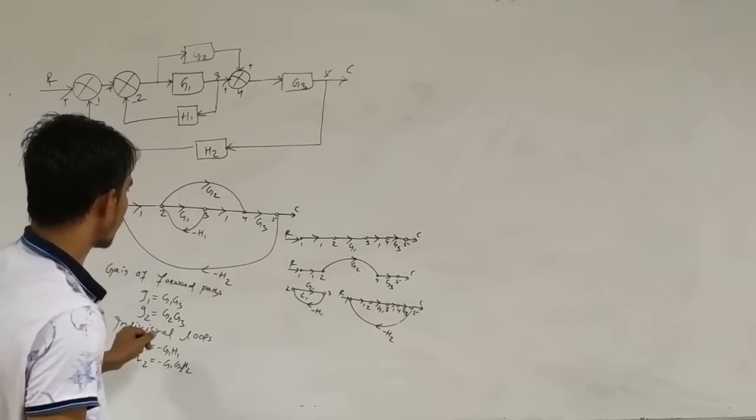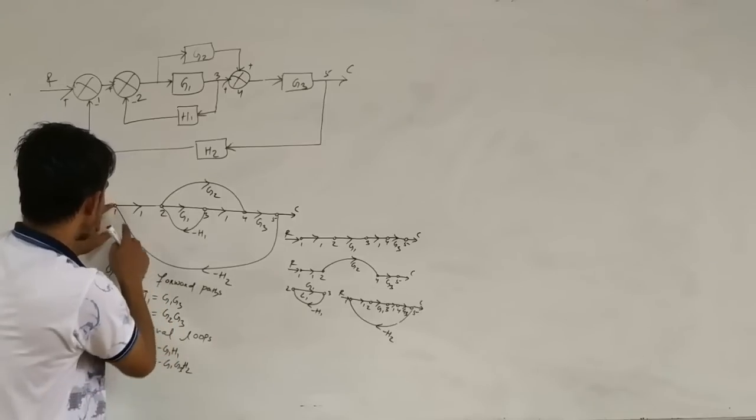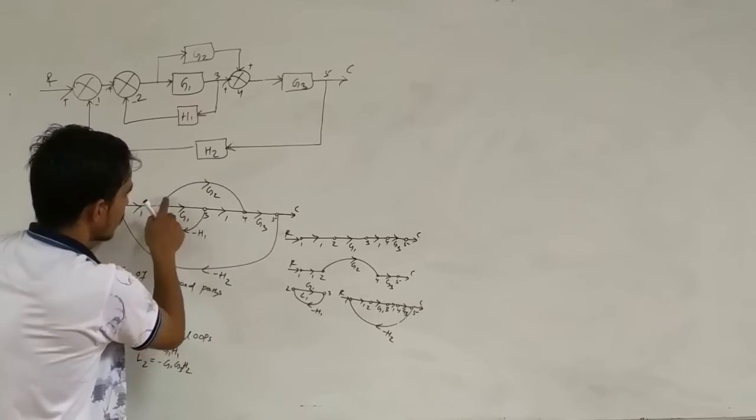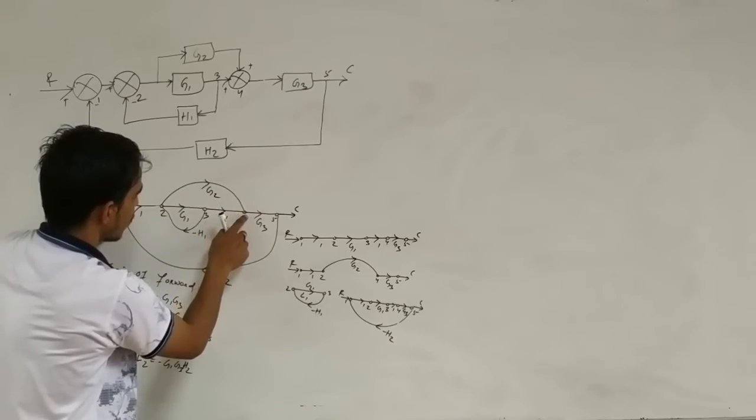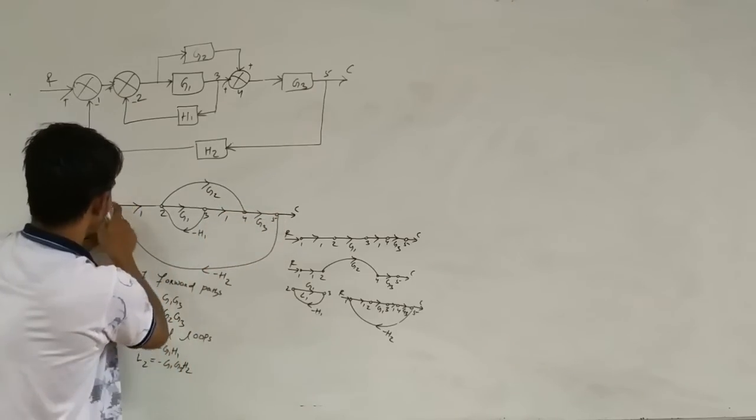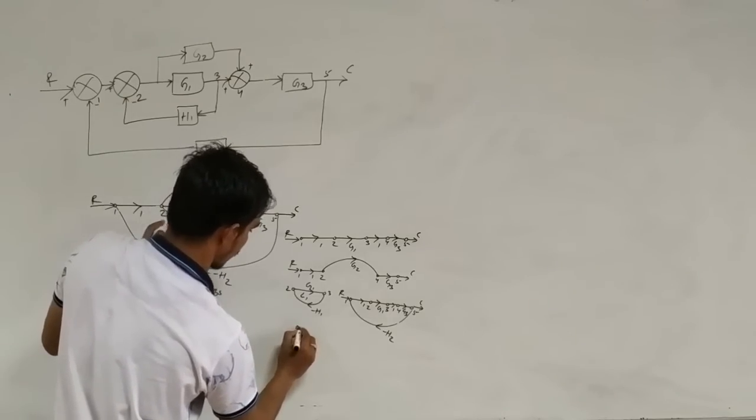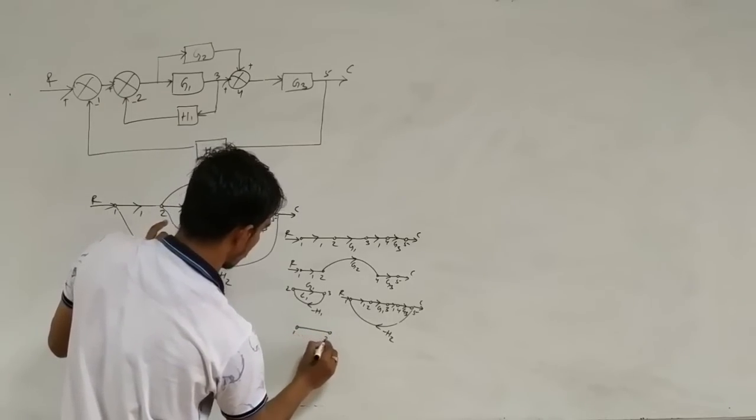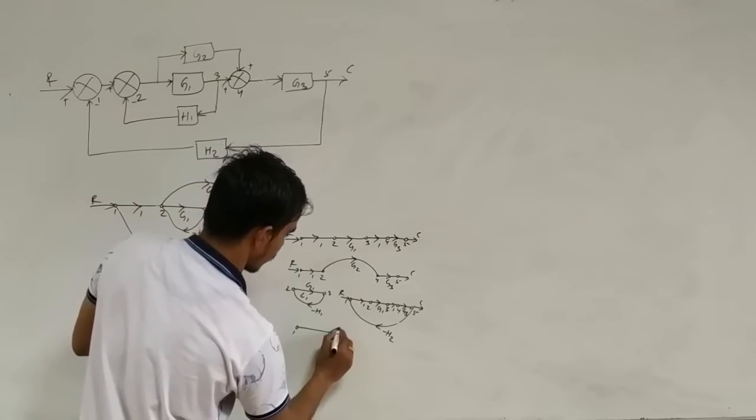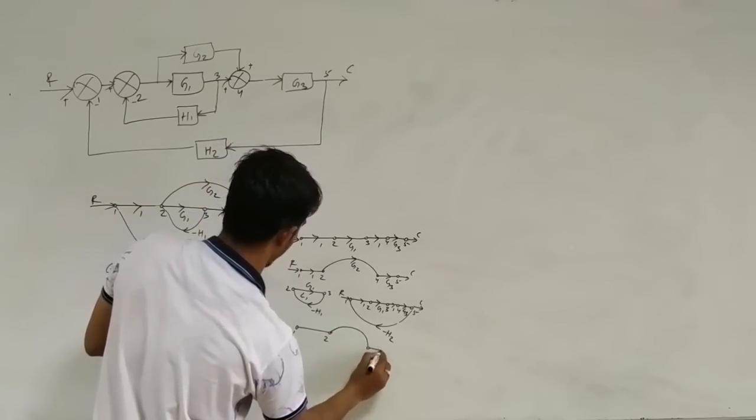Now, are there any other loops? See, node 1 to 2, then node 4, then 5, then again 1.